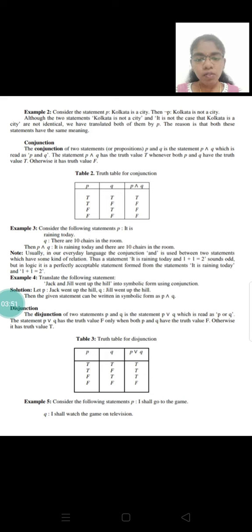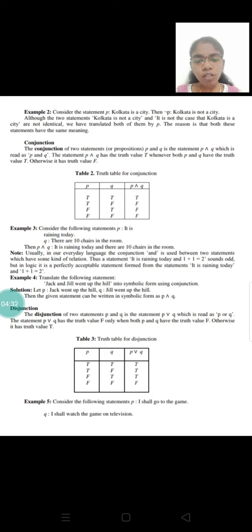For example 3, consider the following statements. P: it is raining today. Q: there are 10 chairs in the room. Then P and Q: it is raining today and there are 10 chairs in the room. Note, usually in our everyday language, the conjunction and is used between two statements which have the same kind of relation. Thus, the statement it is raining today and 1 plus 1 equals 2 sounds odd. But in logic, it is a perfectly acceptable statement formed from the statements it is raining today and 1 plus 1 equals 2.